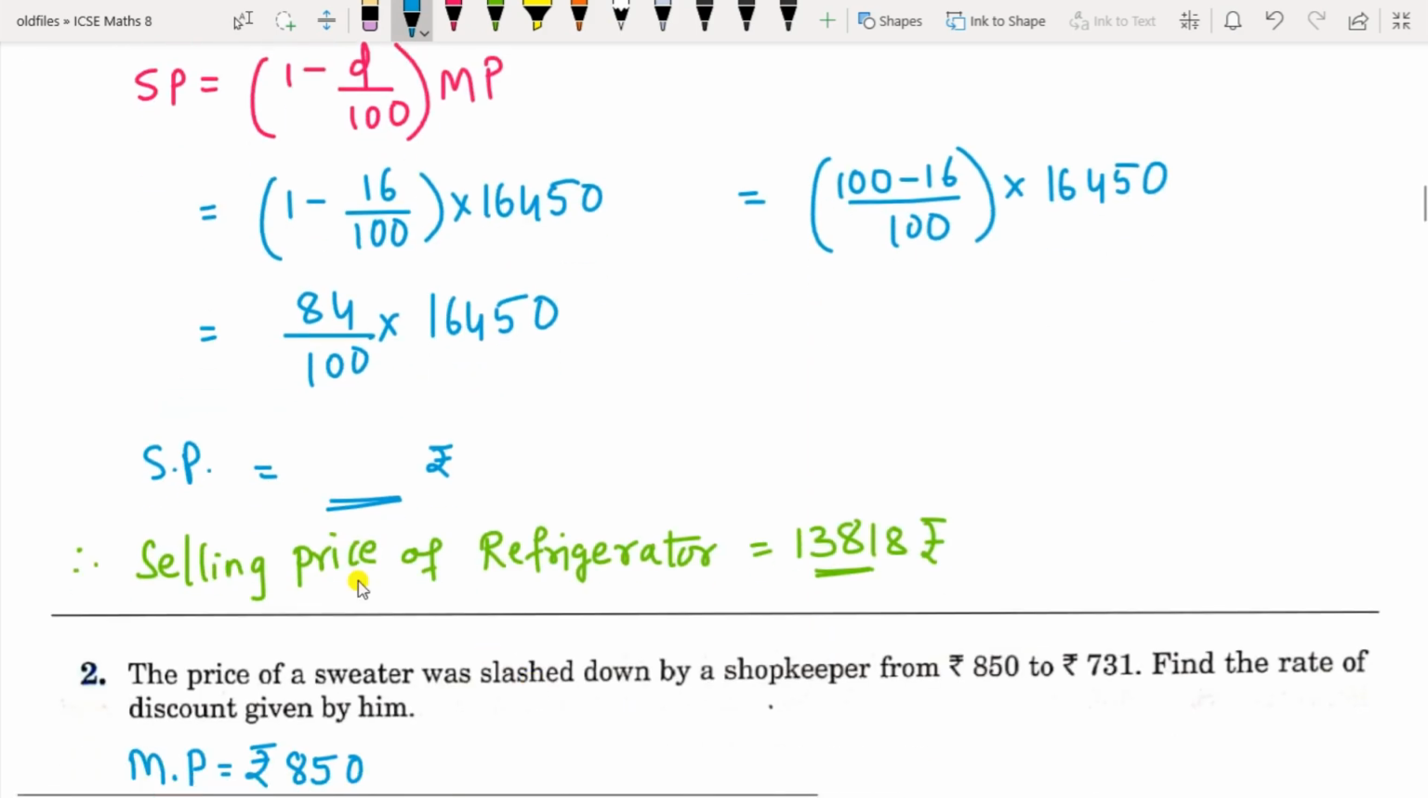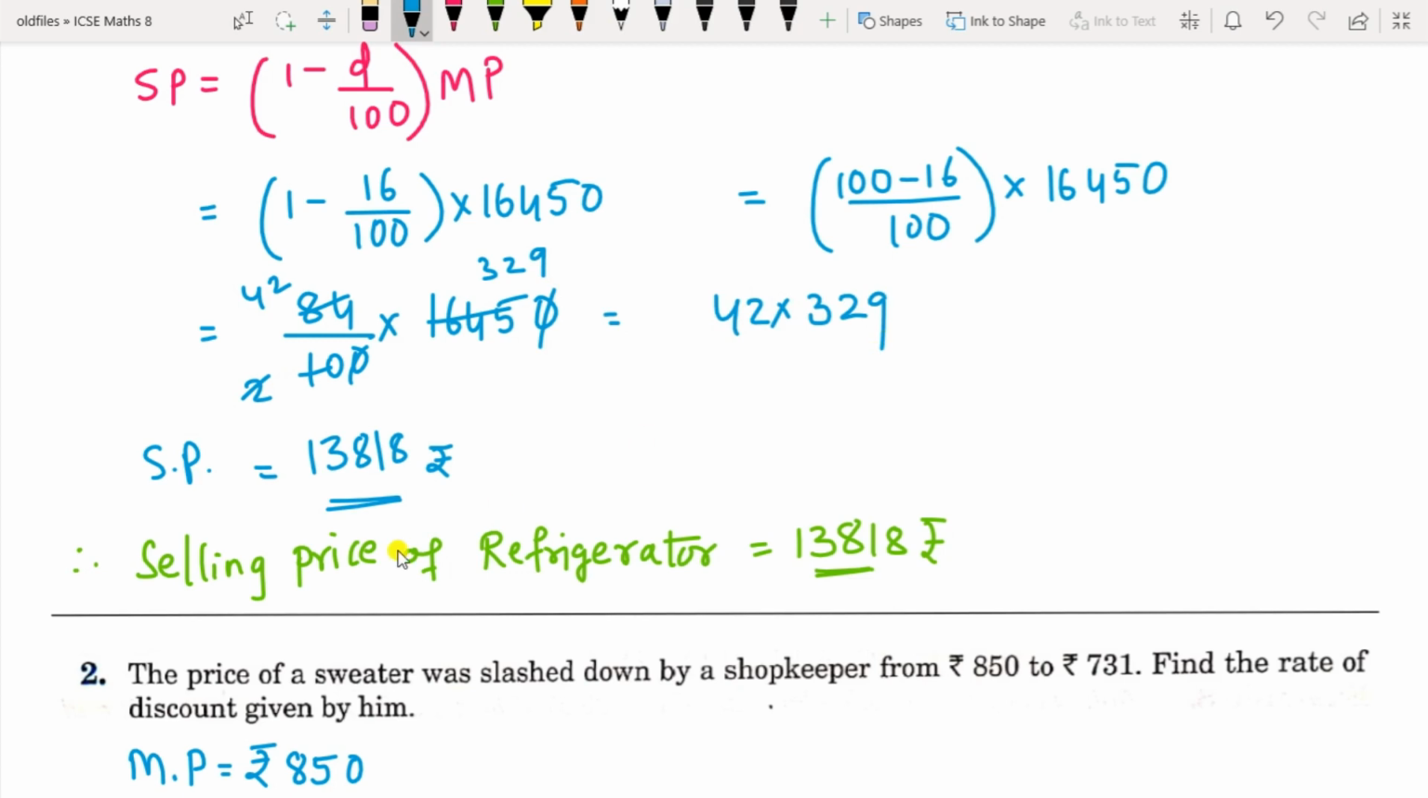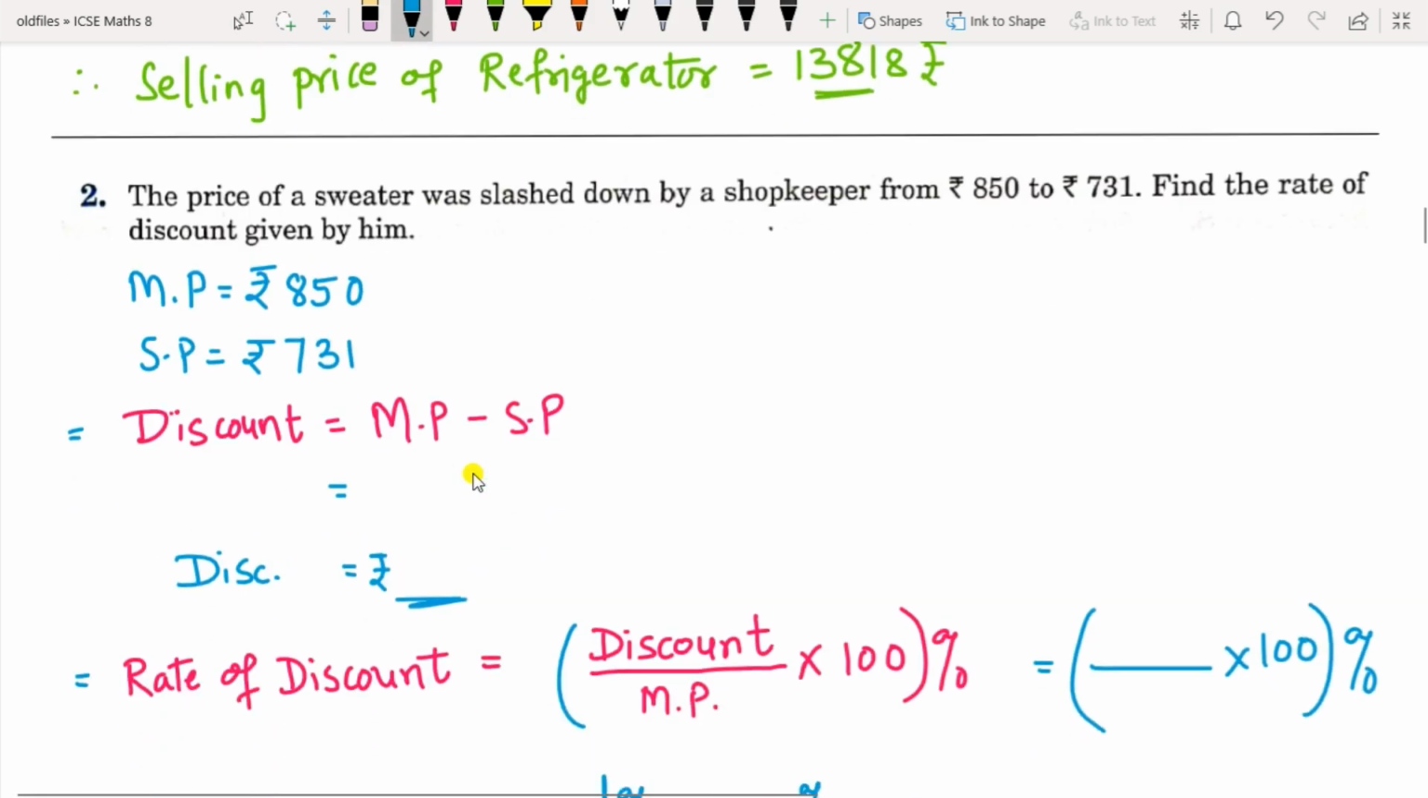So if you do the cancellation here, on doing the cancellation, you get 13818 as your selling price. Cancel this 0, 0. Okay. 42 into 329 is equal to 13818 rupees. That is the selling price of the refrigerator after giving a discount of 16%.